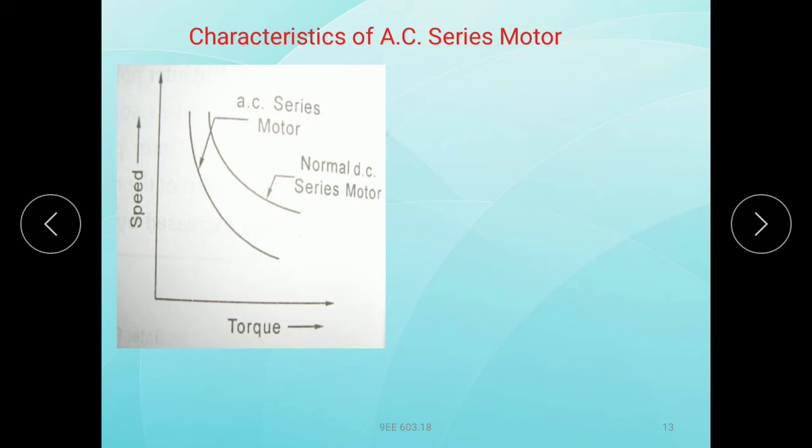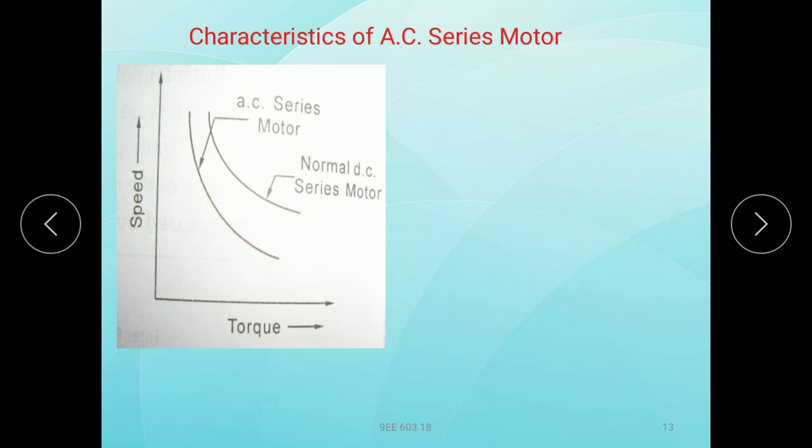Then if the torque goes on increasing, the speed of the AC series motor decreases. As the torque goes on increasing, the speed goes on decreasing towards the zero side. So this is the AC series motor. Here the characteristics are somewhat different than the normal DC series motor.